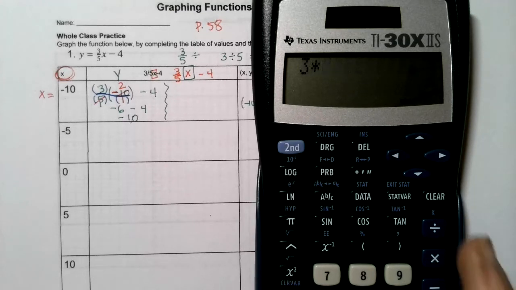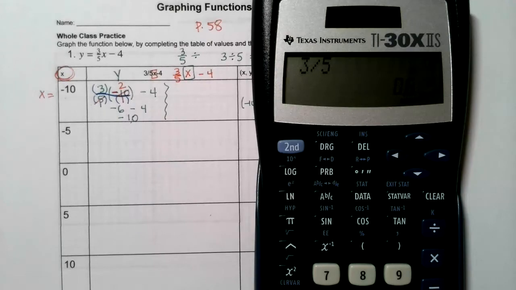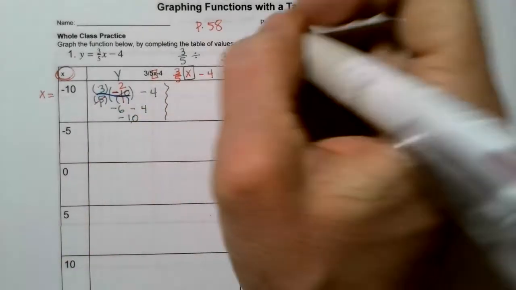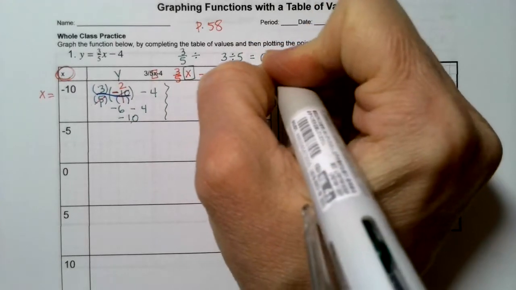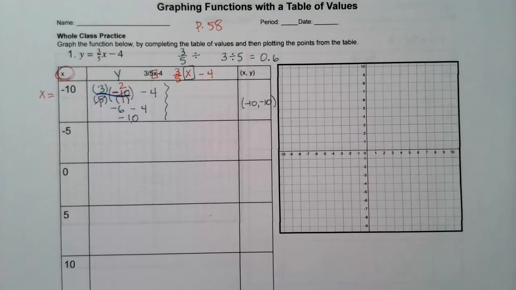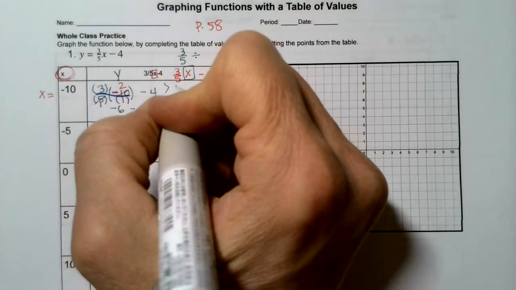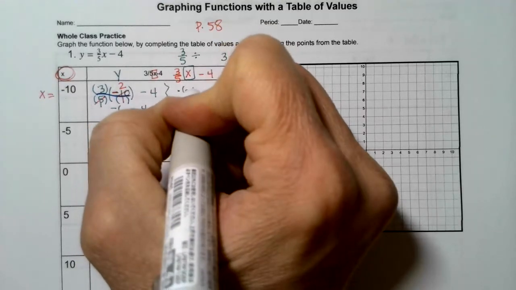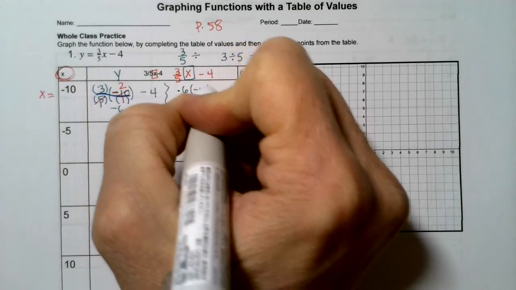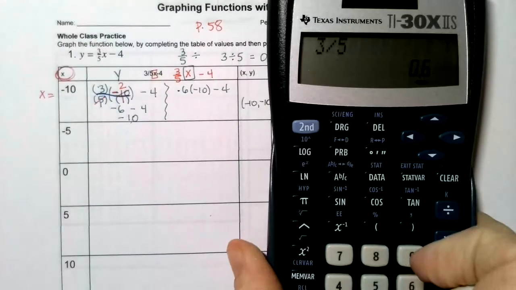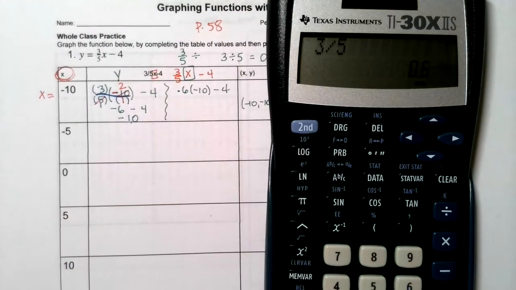3 divided by 5 is 0.6. So instead of typing in a fraction, I can think of 3/5 as 6/10 or 0.6 right there. So I could substitute this in. So this would be 0.6 times negative 10 minus 4. And you could even do that in one step.